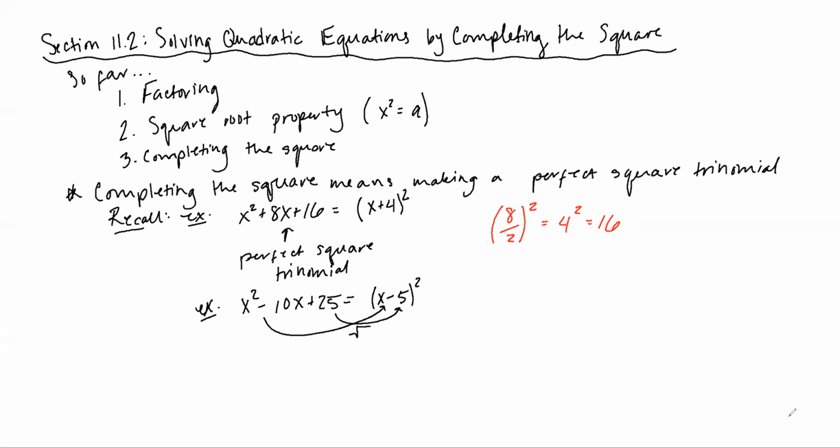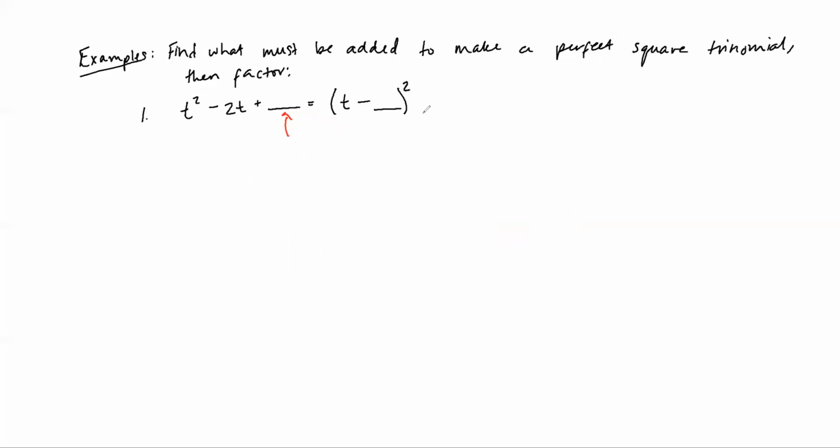And so what we're going to do in general is take the middle term, and if you remember, we're given ax squared plus bx plus c. We're going to take the number in front of the x, so we're going to take b, divide it by 2, and then square that whole thing. This is key. So this is what we're going to be using a lot in completing the square.